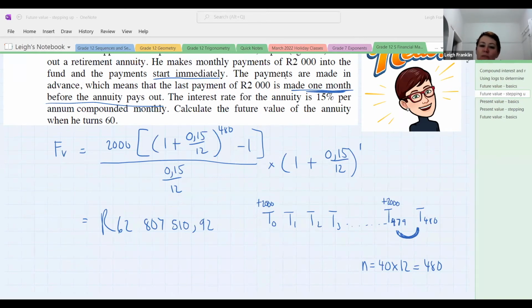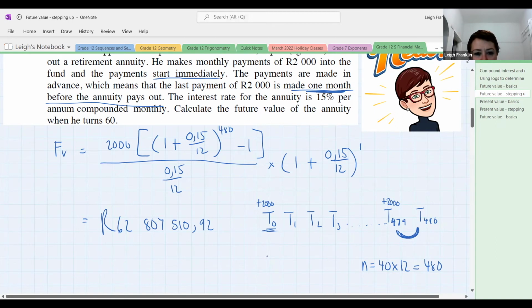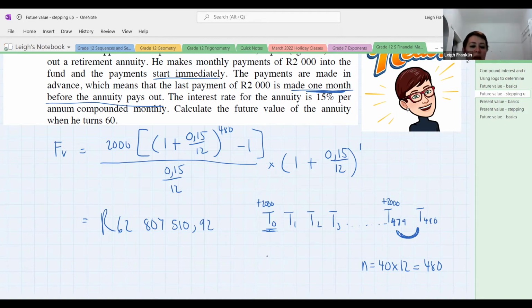Yeah, with this payment, it's a difficult thing to understand. So what's happening here is he makes an immediate payment of 2,000 Rand. That is this payment that goes in here at T0. He then continues to make payments at the beginning of every single month for the next 40 years. So if I start counting at 0 and I end at 479, I have made 480 payments, haven't I? Because I'm starting to count at 0.